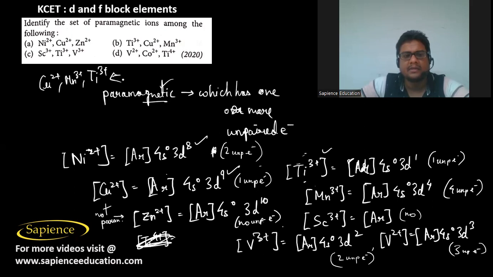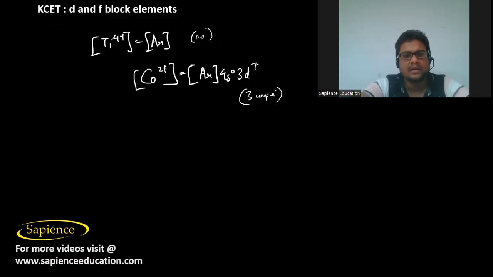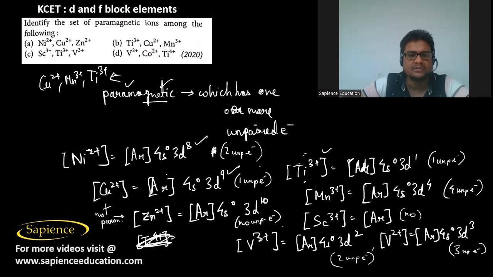They are paramagnetic ions, and Sc3+ is not, and Ti4+ is also not paramagnetic since it has no unpaired electrons. So it means that only option B has all three paramagnetic ions. So option B is the correct answer.